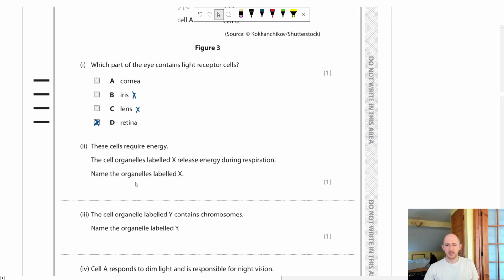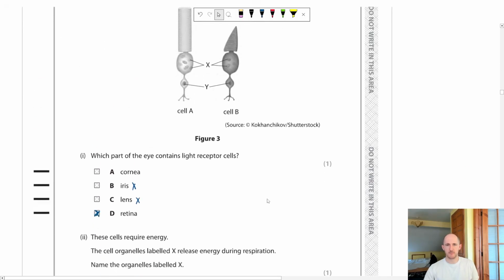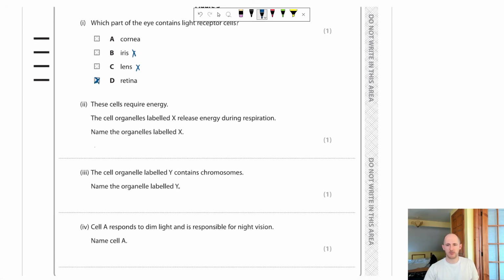These cells require energy. The organelles labelled X release energy during respiration, so you don't even need to really look at them. You know what they are. They are mitochondria. I almost forgot how to spell mitochondria for a second there.